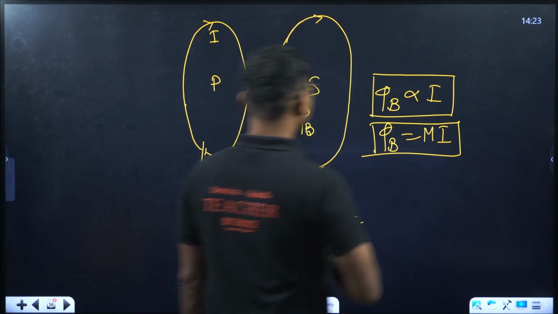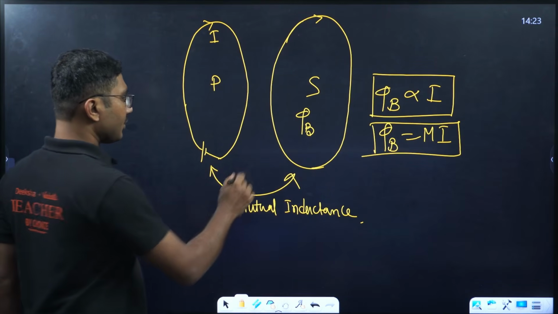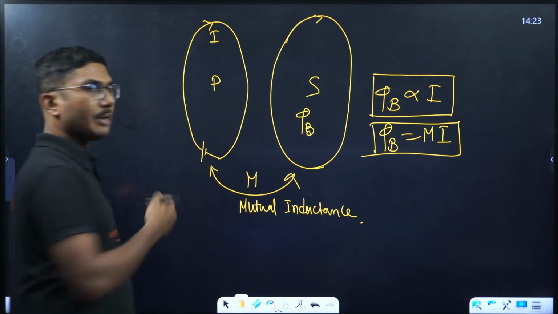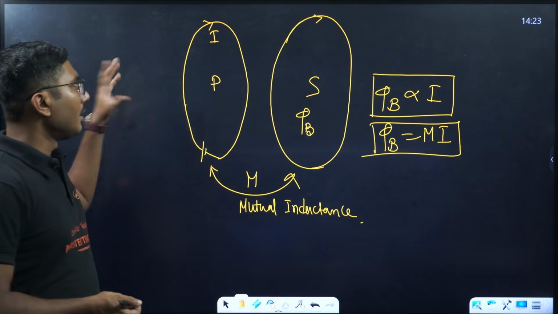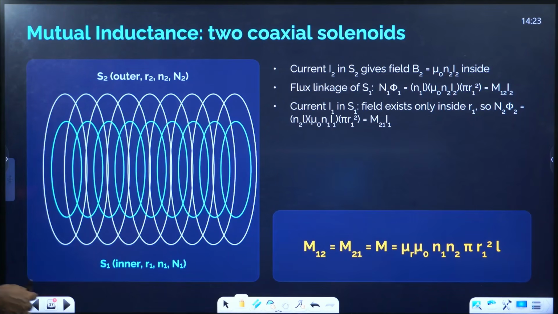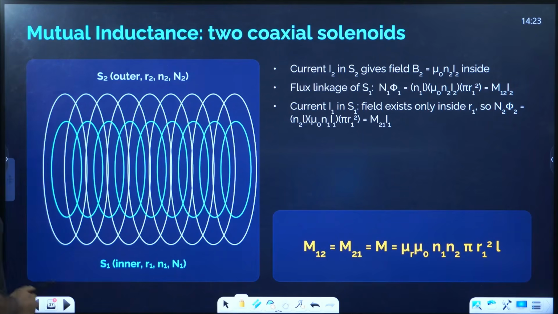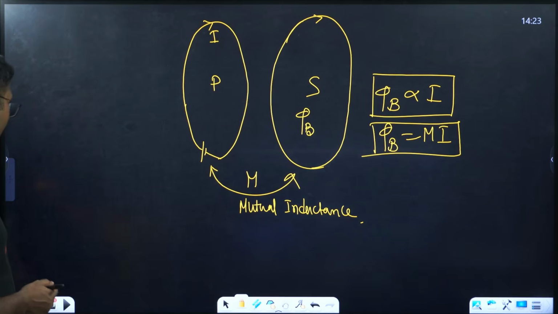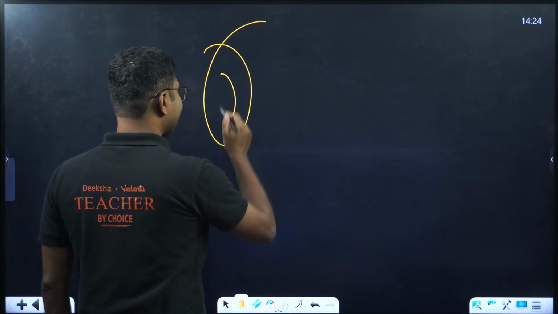Now obviously if this is the primary and this is the secondary, then the mutual inductance is between these two coils. It only depends on the geometry and orientation of the coils. It does not depend on the current flowing in the circuit. Now, mutual inductance of two coaxial solenoids. Coaxial means what? This diagram looks a little scary. Coaxial means you have one coil and you have another coil inside it.